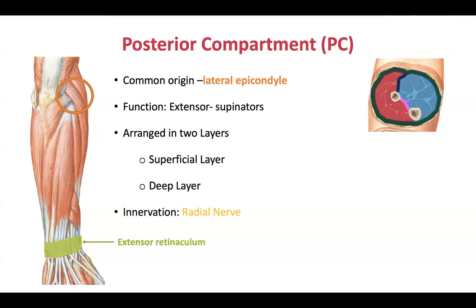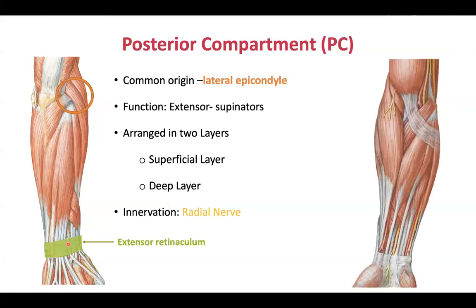And as you see here, when we look at the muscles in the forearm, the belly lies proximally, and they have long tendons that cross the joints. So holding the tendons in their position, we have a thickening of the deep fascia, which is known as the extensor retinaculum. So the extensor retinaculum is the thickening of the antebrachial fascia, and it prevents popping of the tendons.